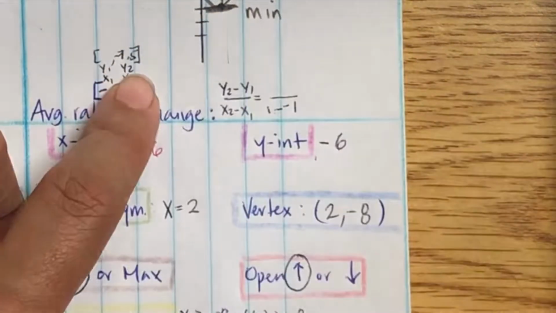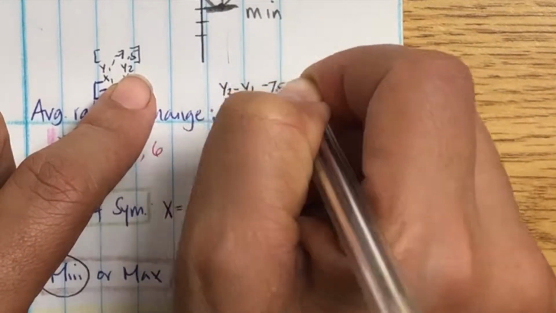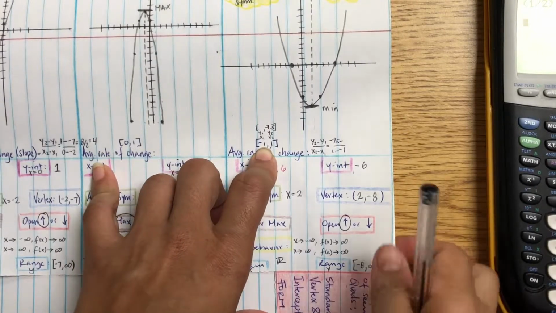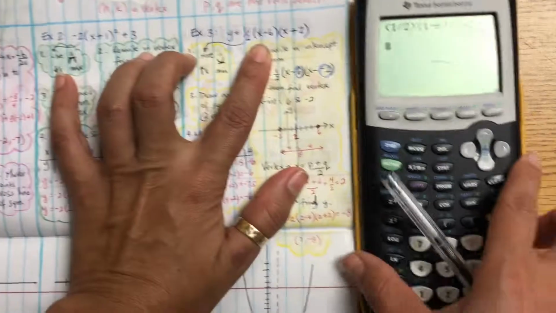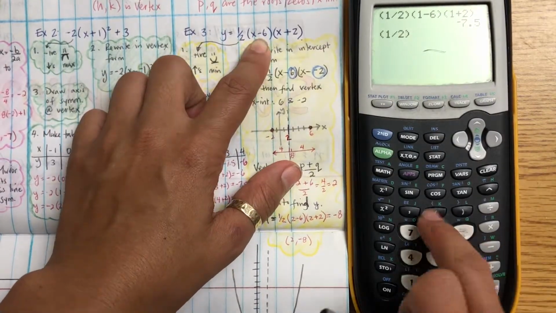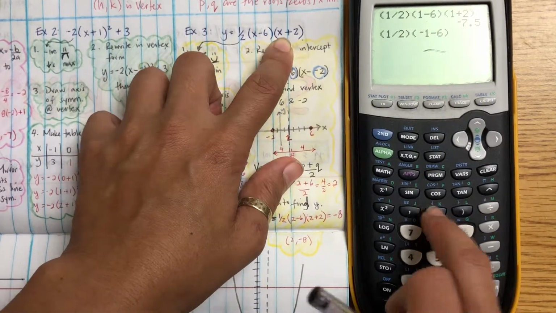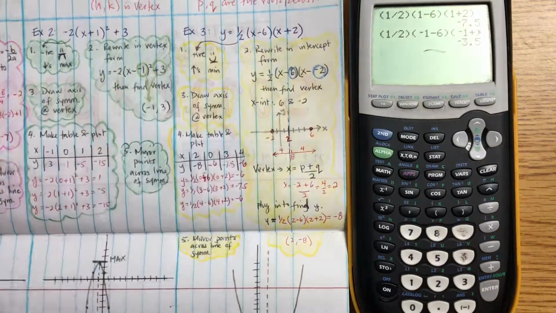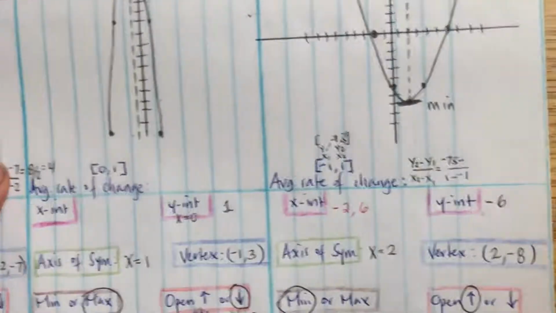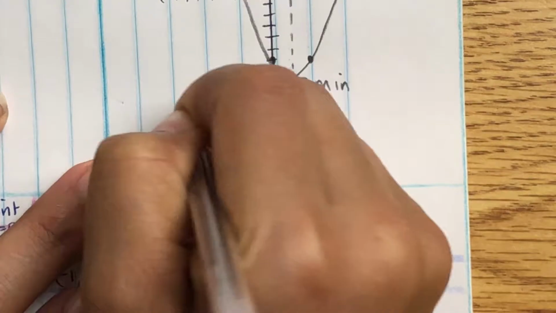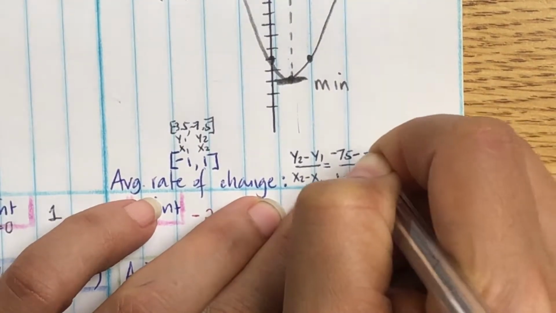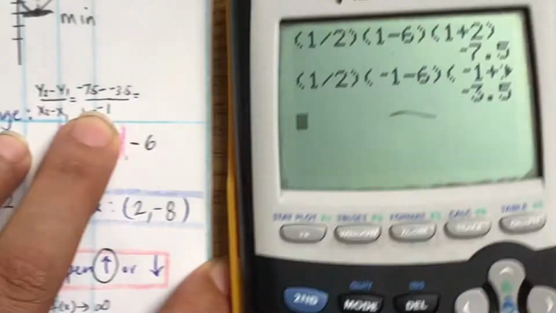This is a listening check. Underline average rate of change. So I get -7.5 for y2. Now -1 for my y1. Plug it into the calculator again. So a half, and then I see -1, and then another -1. Where I see x, I'm just plugging in -1. So -3.5, I'm sorry. Plug that in the calculator.